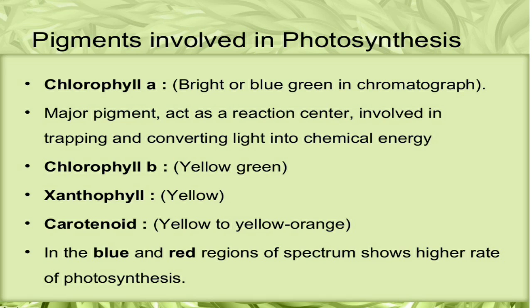Pigments involved in photosynthesis. Chlorophyll a, bright or blue-green in the chromatograph. It is the major pigment, acting as a reaction center involved in trapping and converting light into chemical energy. Chlorophyll b, that is yellow-green in the chromatograph. Xanthophyll, yellow. Carotenoid, yellow or yellow-orange. The blue and red regions of the spectrum show a higher rate of photosynthesis.